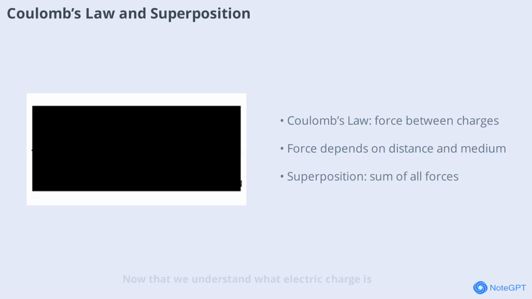Now that we understand what electric charge is, let's explore how these charges interact. Coulomb's law describes the force between two point charges. It is directly proportional to the product of their magnitudes and inversely proportional to the square of the distance between them. This law applies whether the charges attract or repel each other. The force acts along the line joining the two charges. The medium between the charges also affects the force, with different materials having different dielectric constants. For example, air and vacuum have a constant close to 1, while water's is much higher. The law can also be expressed in vector form, accounting for both magnitude and direction.